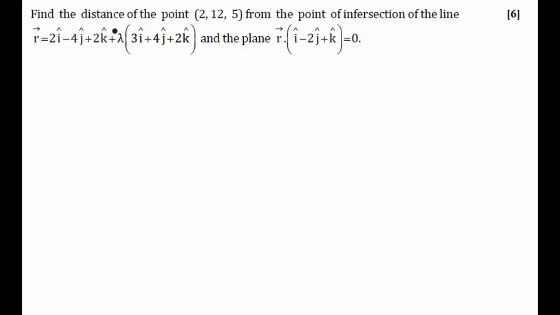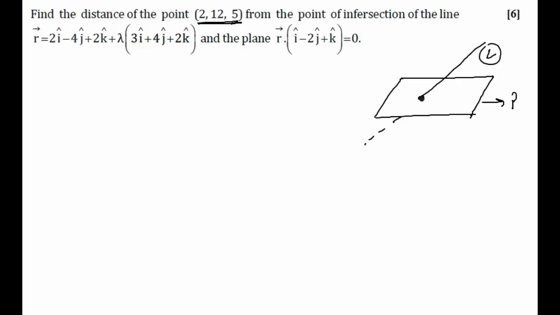Okay, so here what is given to us is we have to find the distance of point 2, 12, 5 from the point of intersection of the line and the plane, and the equation of line and plane are given to us in vector form. So let us say this kind of figure is what we can imagine. Let us say this is our given plane and there is this line which intersects this plane.